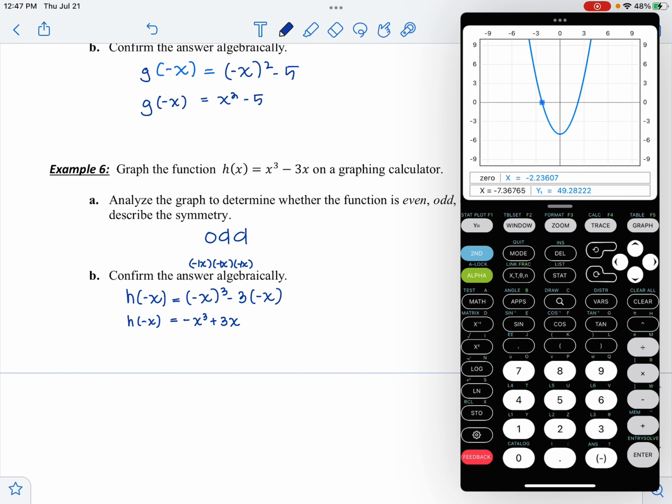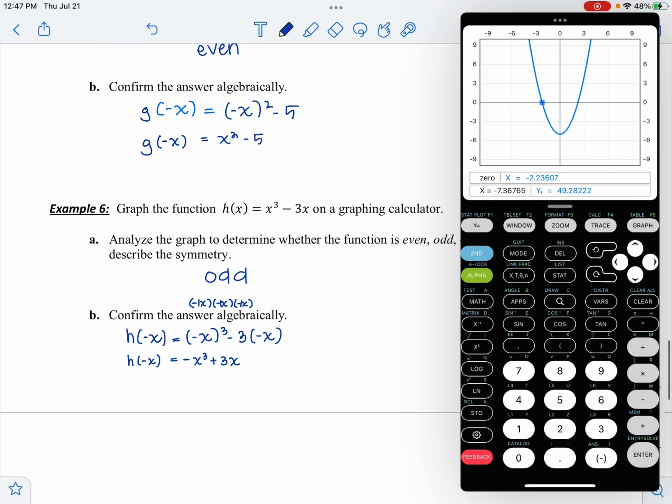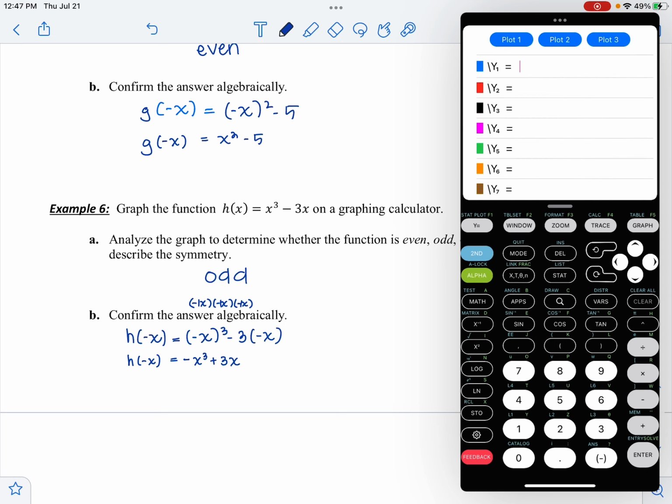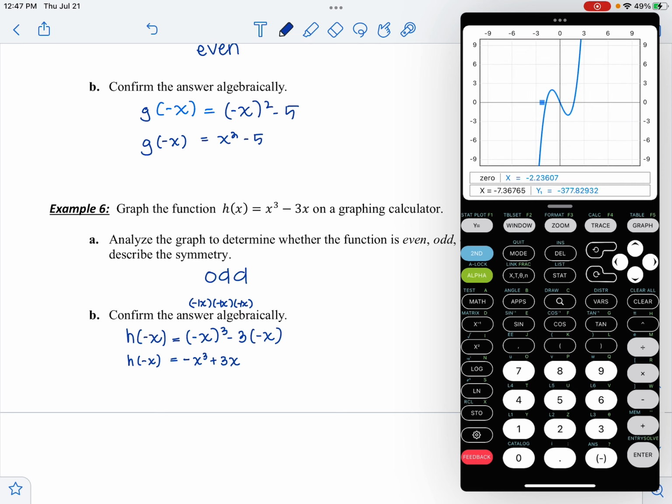All right, ooh, I just realized they also said describe the symmetry. So I'll go back and do that for all three of them. First, let's plug this in our calculator so you can see what it looks like. X to the third power, and then minus 3x. If you look at it, it's going to have symmetry about the origin. If I turn my calculator upside down, it would look exactly the same.